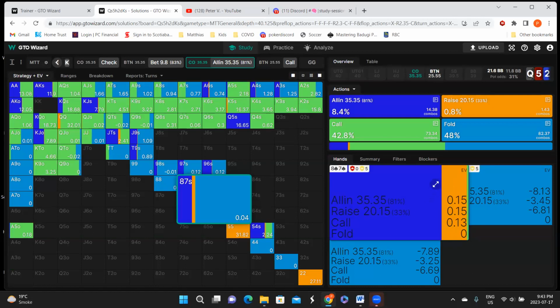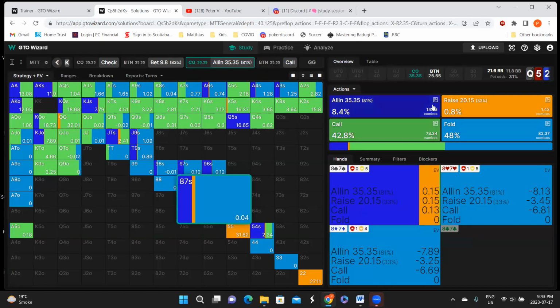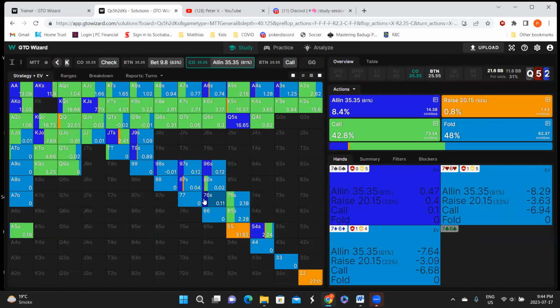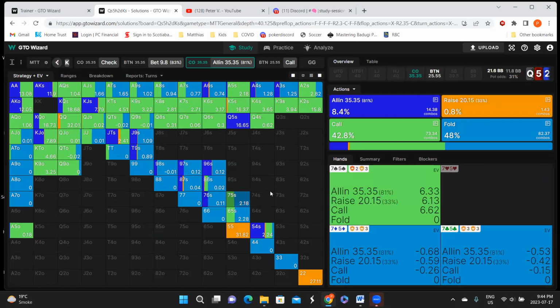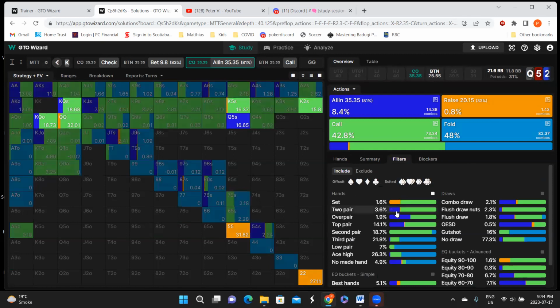Come on. 90% jam, 10% 3-bet small. Wow, he's jamming all of his low draws here? The biggest flip just now in the 99. Right. Yeah, this is pretty wild. I don't recall seeing this strategy before.